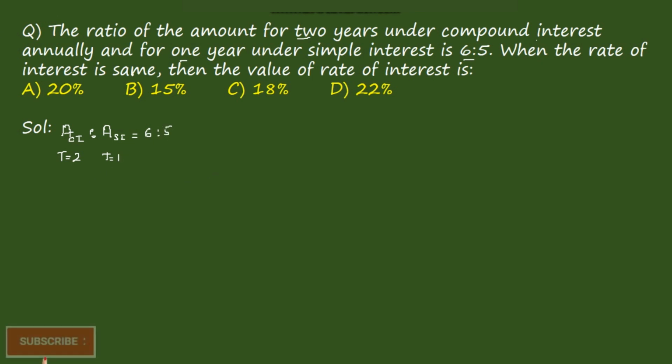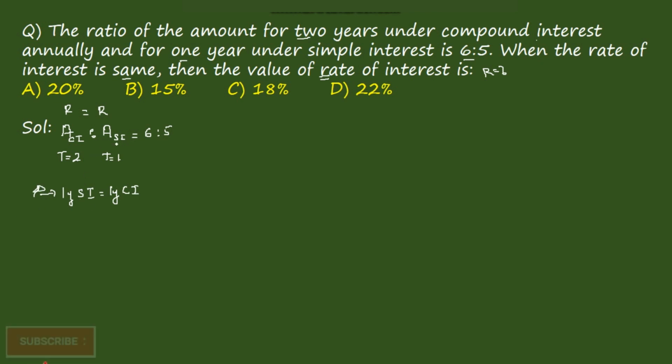Again they are saying when the rate of interest is the same, the rate of interest of compound interest and simple interest is same, right. Again they are saying then the value of the rate of interest is, we have to find the value of r, how much, we have to find it out, right. Here it is given that compound interest for 2 years and simple interest for 1 year, right, but we know that 1 year simple interest is equal to nothing but 1 year compound interest, right, that's very important, right.